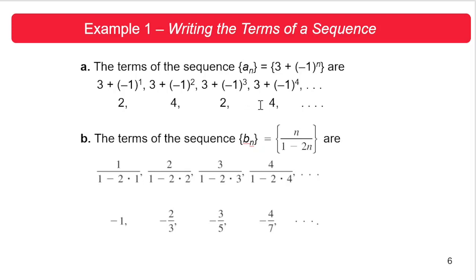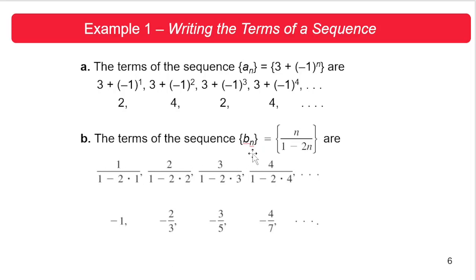For the fourth term, we let the value of n as 4. So you have 3 plus negative 1 to the fourth power. But negative 1 to the fourth is positive 1 plus 3, so we have 4. You can get the succeeding terms of the sequence by continuing to substitute values of n into a sub n, where a sub n is 3 plus negative 1 to the n power. So the first term of the sequence is 2, the second is 4, the third term is 2, the fourth term is 4, and so on and so forth.